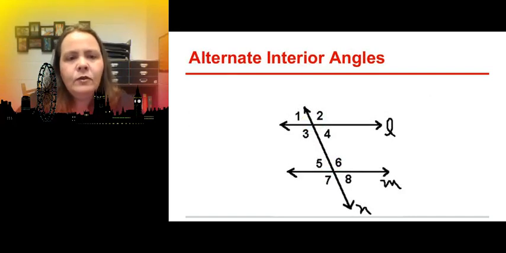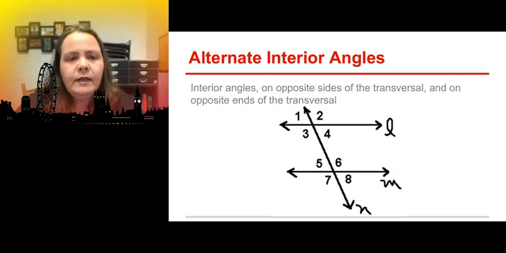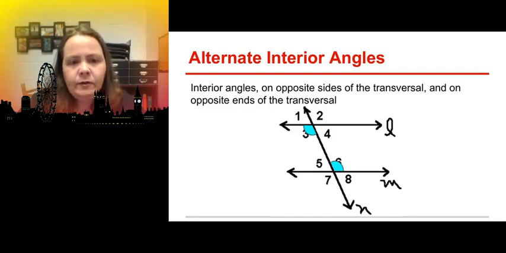All right, let's look at alternate interior angles. Alternate interior angles are interior angles, so they're in between the parallel lines. They're on opposite sides of the transversal and on opposite ends of the transversal. So here, angle 3 is inside the parallel lines. It is at the top and to the left of the transversal. So the angle on the opposite side, on the right and at the bottom, would be angle 6. So angle 3 and angle 6 are alternate interior angles.